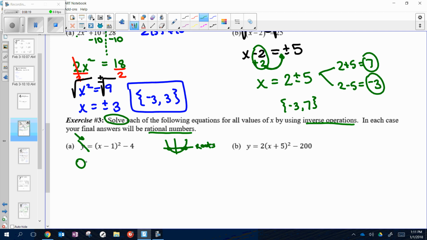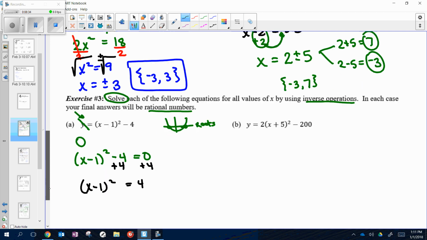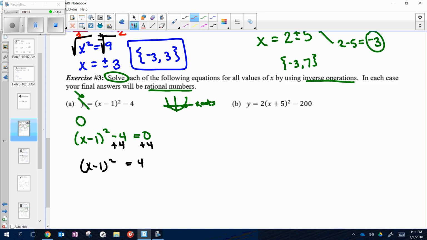I like to put that on the other side, so it'll look like x minus 1 squared minus 4 equals 0. I'm going to add the 4 first. I'm working my way in towards the x. So now I have x minus 1 squared equals 4. And then I'm going to take a square root and put a plus or minus. That kills the squaring. I shouldn't say kill, it's so violent. It's just canceling it out.